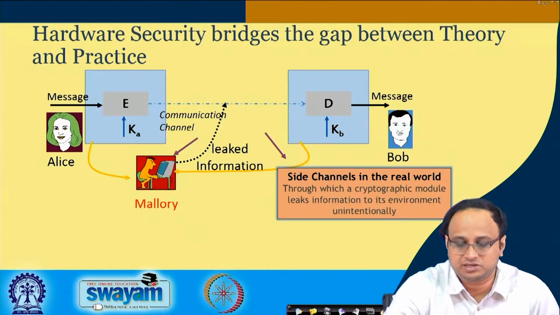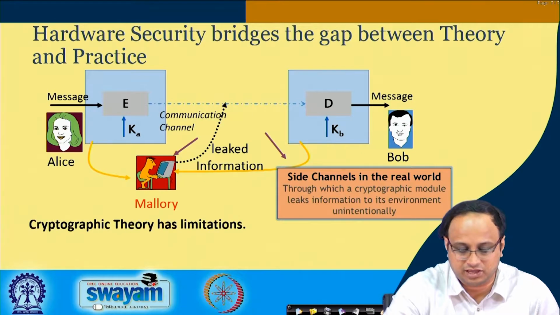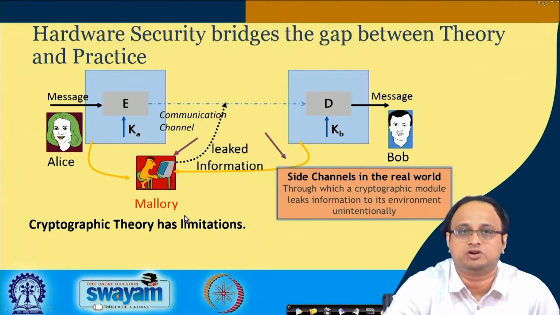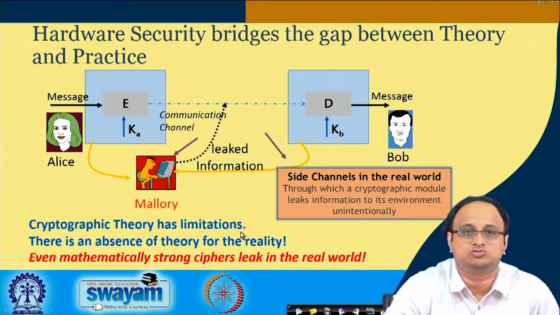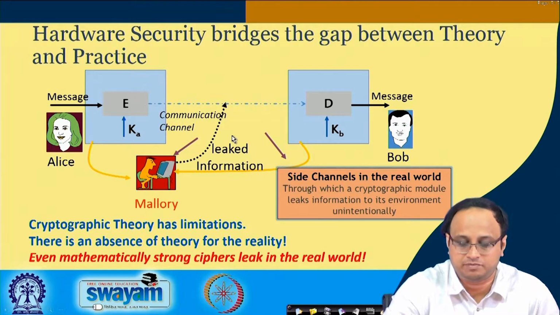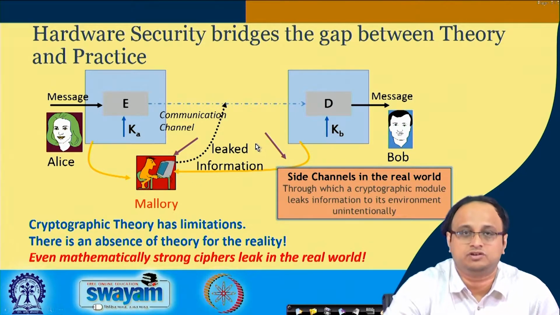So, hardware security bridges the gap between theory and practice. As I said, cryptographic theory has limitations, because it often doesn't address the real world, and there is an absence of theory for the reality, because of which even mathematically strong ciphers can leak in the real world. You may take a nice AES, RSA or ECC algorithm, but when you implement them, because of information leaked through what are called side channels, which may be intentional or unintentional, the secrets can be compromised. So, we need to understand this gap between theory and practice.